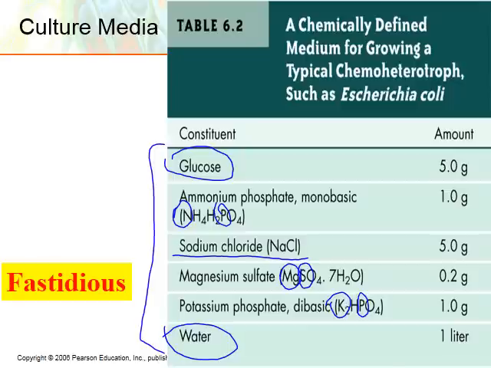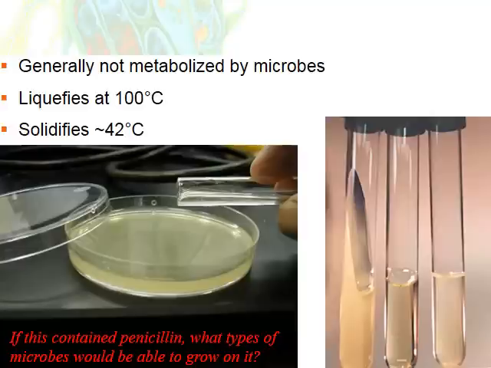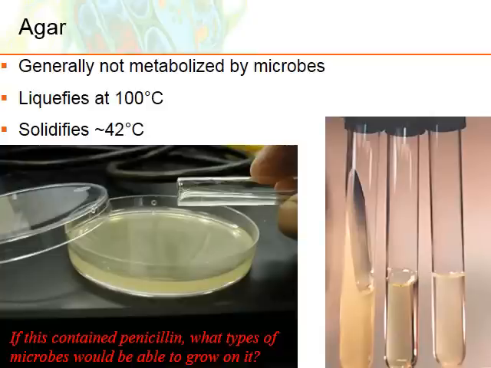And sometimes we have to provide some strange stuff like liver extract. You'll see some bugs growing on blood as well a little bit later in the semester. Sometimes yeast extract, things like that. So sometimes they need some extra stuff. If we wanted to make our media semi-solid, we could add agar to it.